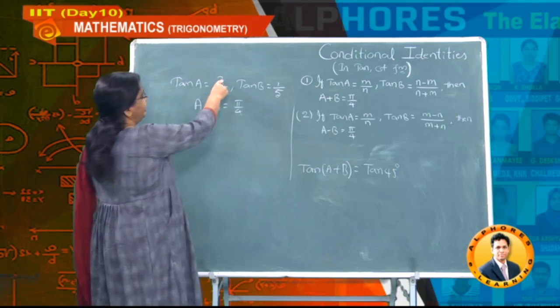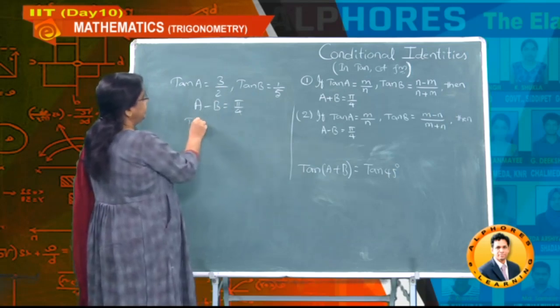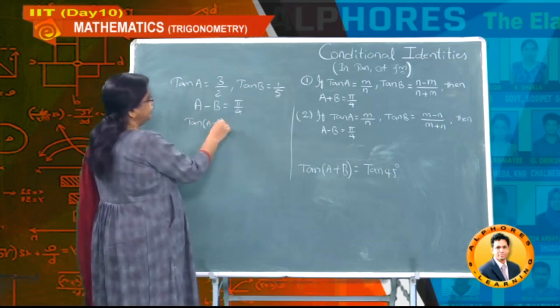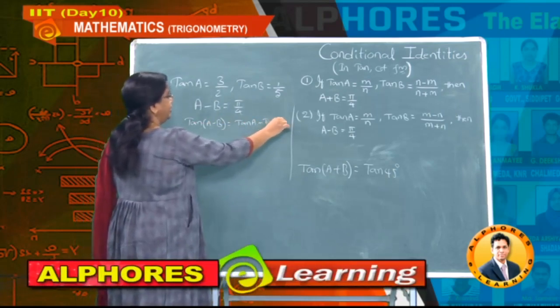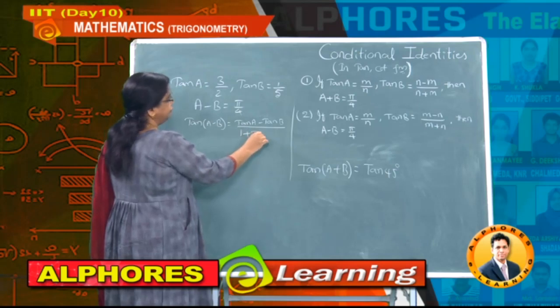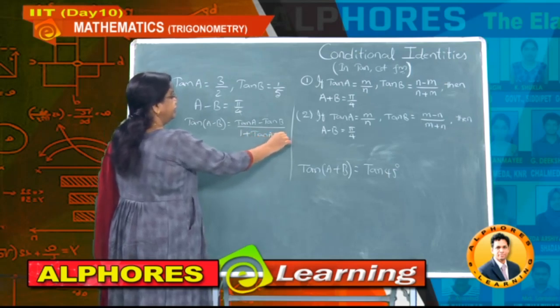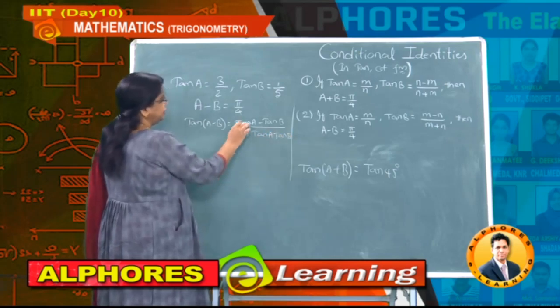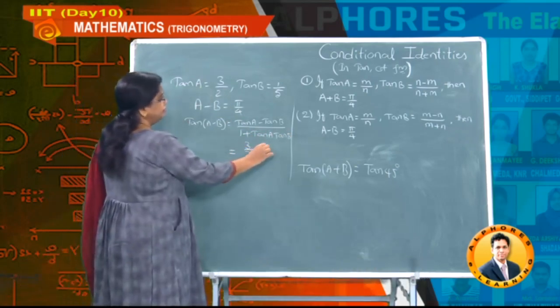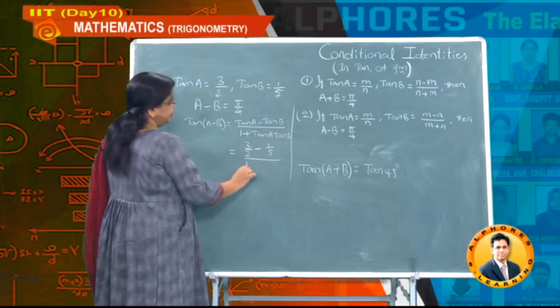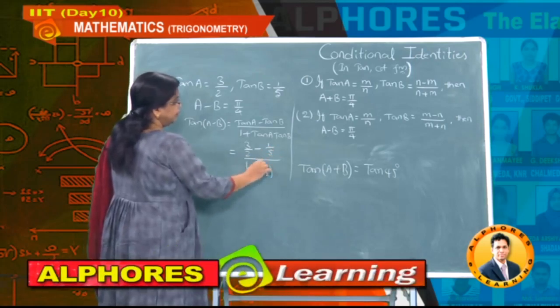Now, if I write tan of (a minus b), what is our formula? Tan a minus tan b, the whole divided by 1 plus tan a tan b, right? And now, what are you substituting in this? Tan a is 3 by 2, and tan b is 1 by 5, divided by 1 plus 3 by 2 into 1 by 5.